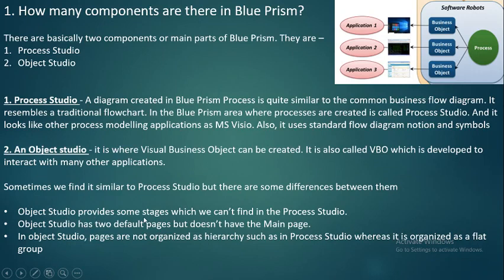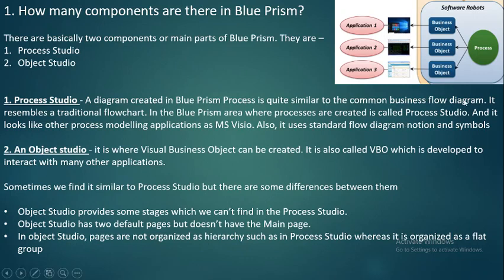Object Studio provides some stages which we can't find in the Process Studio. Object Studio has 2 default pages, but for the Process Studio we have only the main page. In Object Studio, pages are not organized as a hierarchy, whereas in Process Studio it is organized as a flat group. So this is a basic question and answer, ladies and gentlemen. If you have a very good knowledge about this one, then it will be very helpful.